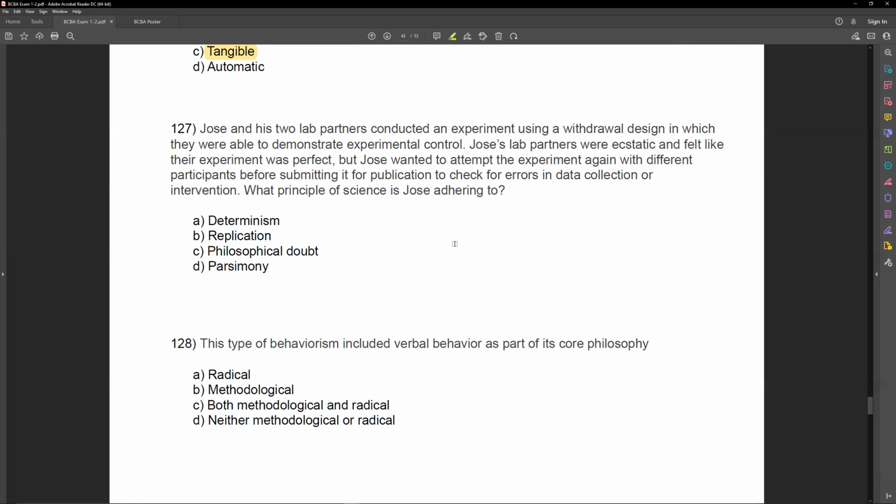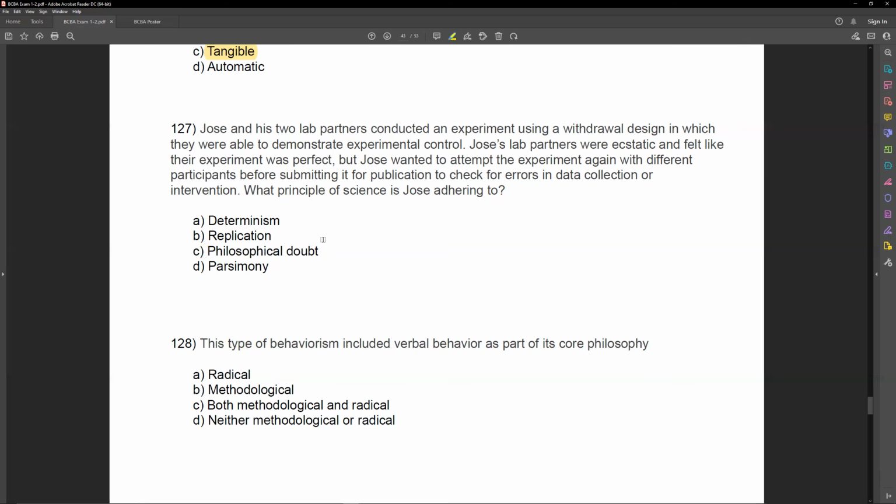What is happening in this question? Well, Jose wants to do what? He wants to attempt the experiment again. So he wants to replicate the experiment, to check for errors in data collection. This is just good science by Jose. What principle or attitude of science is this? Is this determinism? What does determinism say? Determinism says behavior is lawful. It happens for a reason. We're not necessarily looking at some sort of behavior here. We're looking at the experiment and wanting to do it again. He wants to replicate the experiment, which leads us to B. What principle of science is Jose adhering to? Replication, right?